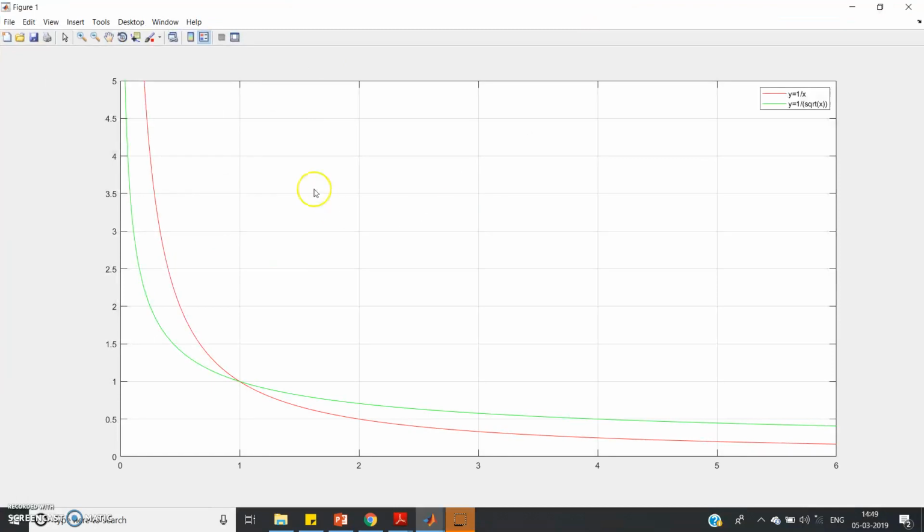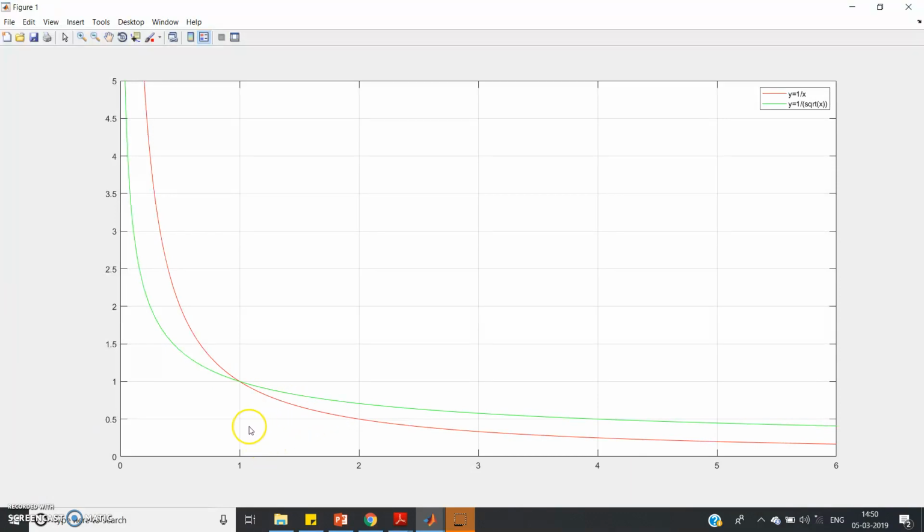See, this is the graph we are getting. Due to the legend command, we are getting the labels here. The red graph corresponds to y equal to 1 by x and the green graph corresponds to y equal to 1 by square root of x. In the x-axis, the x value is changing from 0 to 6 with an increment of 0.001, and the y-axis shows the change of y value. Now consider the two curves. Suppose you go from x equal to 1 to x equal to 2. See these two graphs, the green curve is basically y equal to 1 by square root of x, and the red curve is y equal to 1 by x.